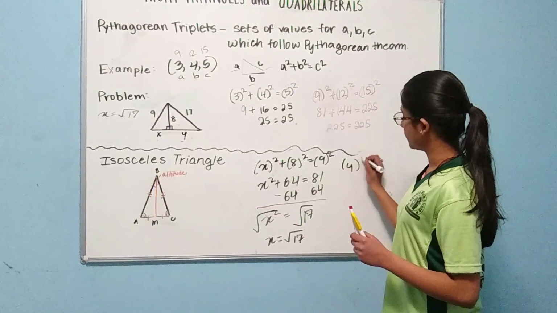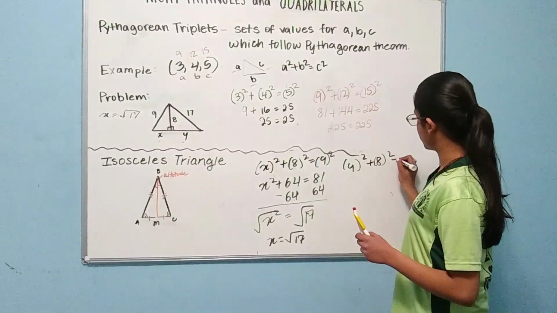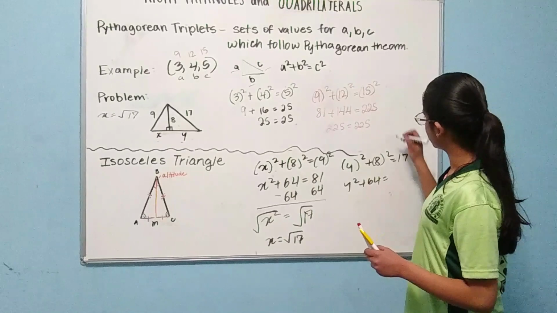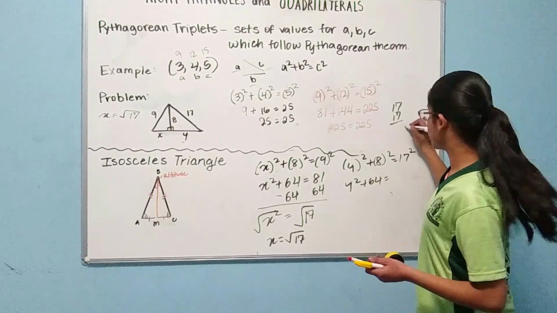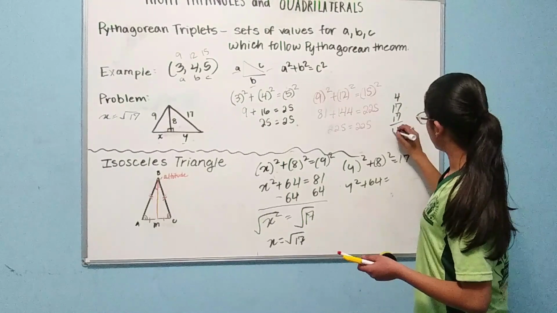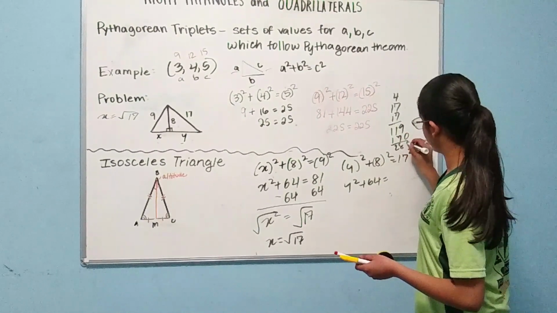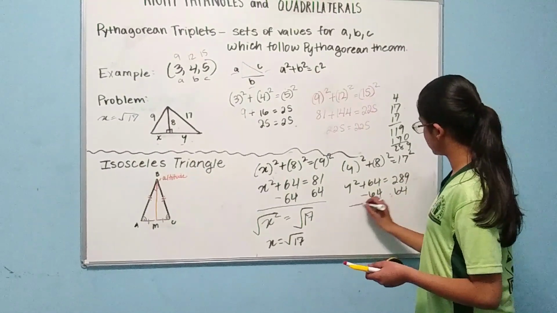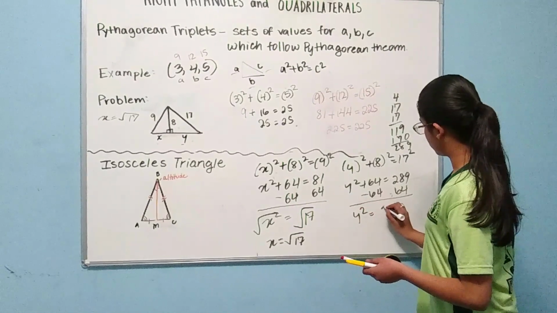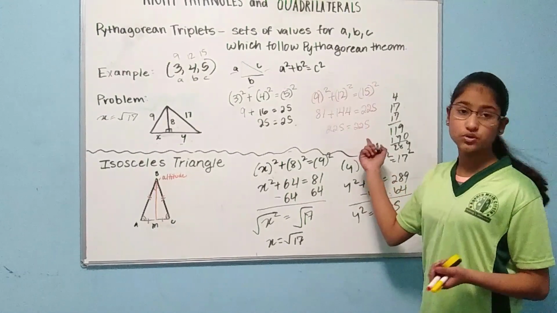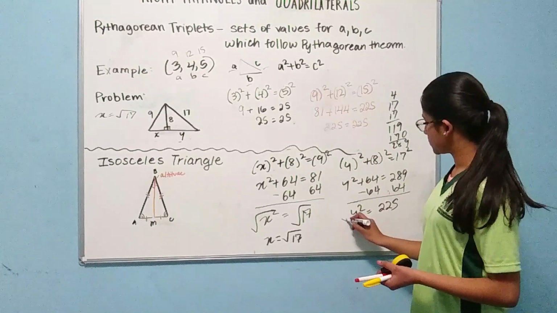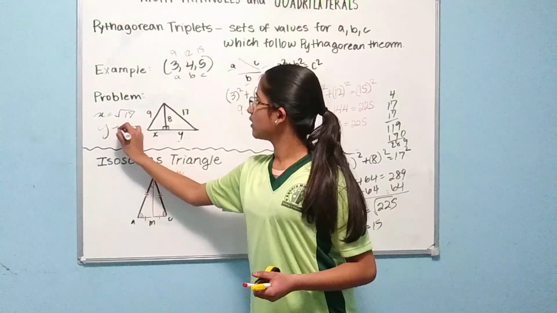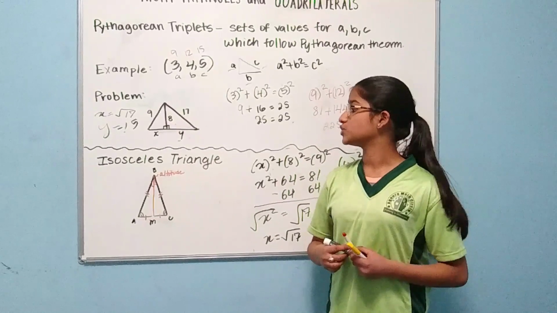So it's saying y squared plus 8 squared should equal 17 squared. So y squared plus 64 should equal 17 squared. And if you don't know it, you can multiply to find out. And you get 289. So when you subtract 64 from both sides, you get that y squared should equal 225. And we already found that 225 is 15 squared. So y should equal 15. So those are the values of x and y.